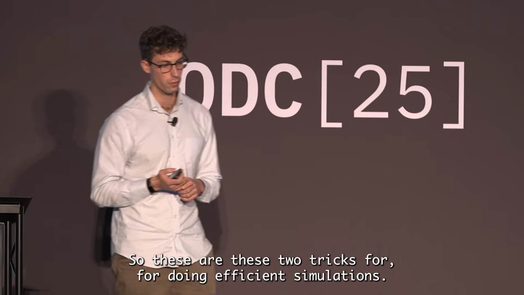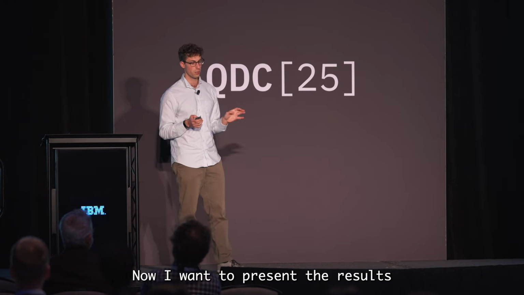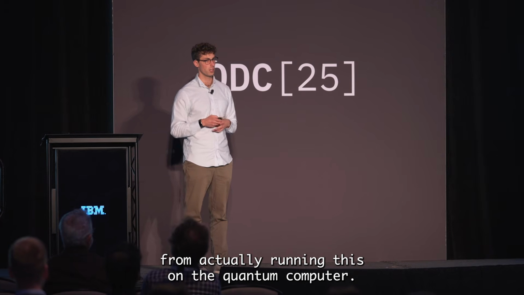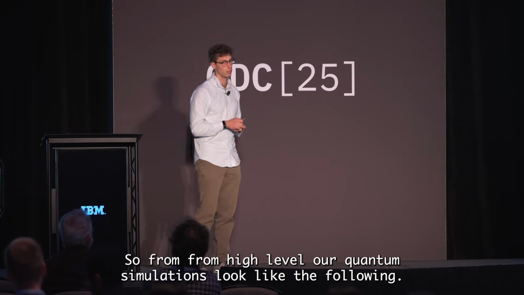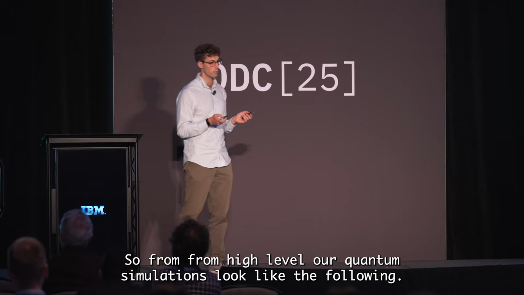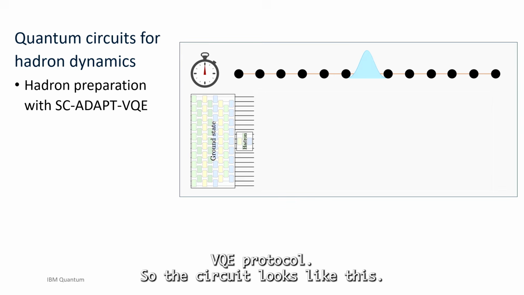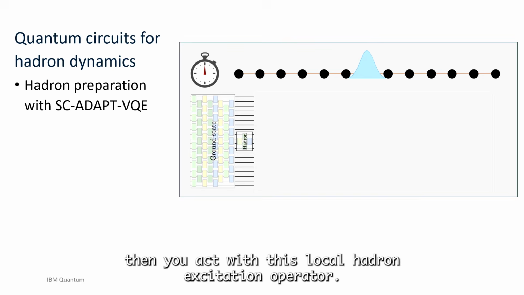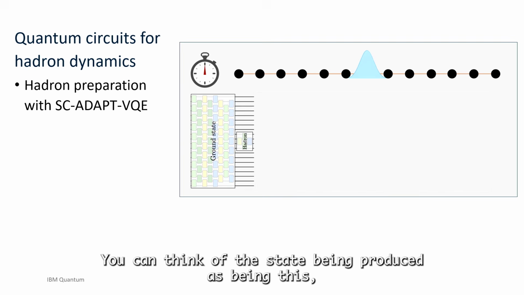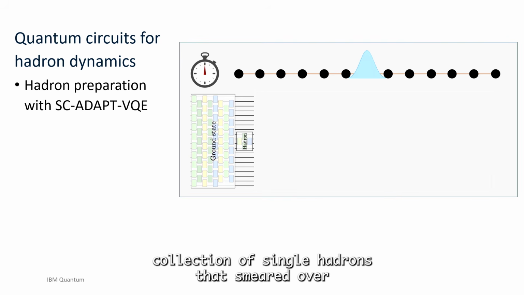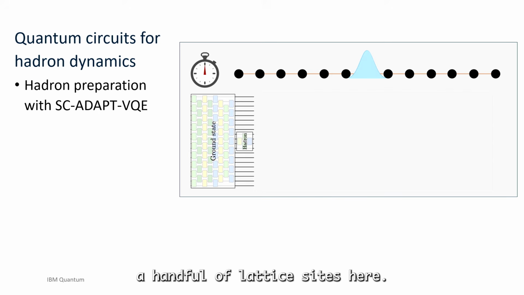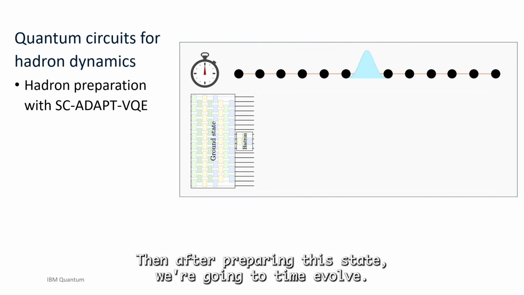So these are these two tricks for doing efficient simulations. Now I want to present the results from actually running this on the quantum computer. From a high level, our quantum simulations look like the following. We start by preparing this hadron using this scalable circuits ADAPT-VQE protocol. So the circuit looks like this. You prepare the ground state. Then you act with this local hadron excitation operator. You can think of the state being produced as being this collection of single hadrons that's smeared over a handful of lattice sites here. Then after preparing this state, we're going to time evolve.